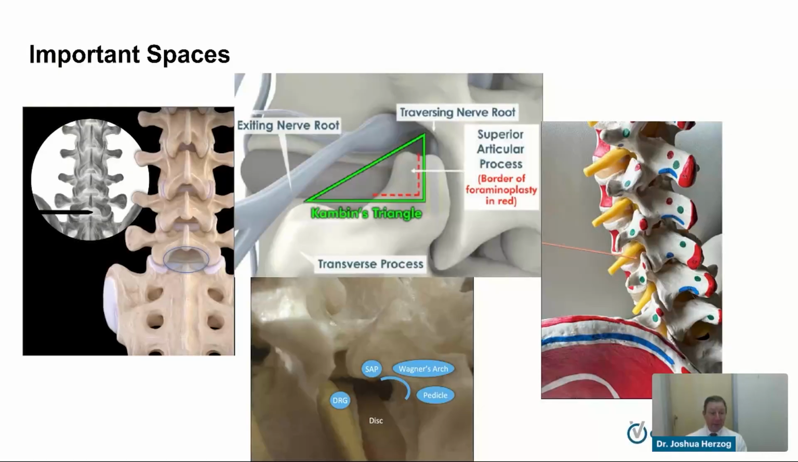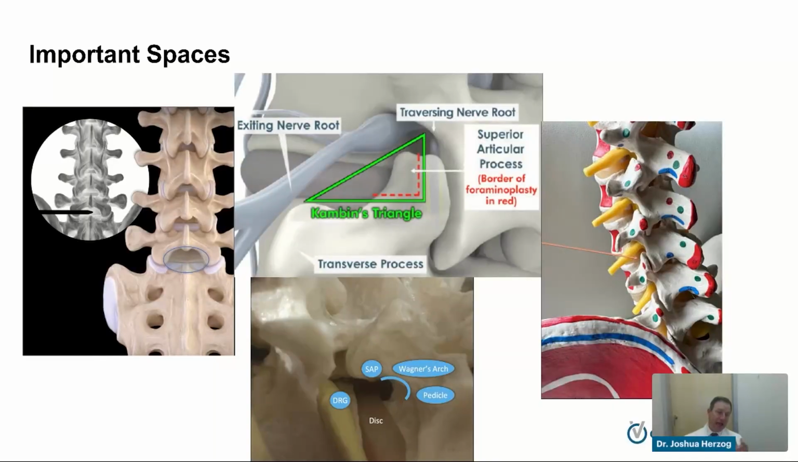So this camera, or this tube, if you will, needs to access the neural elements through very specific spaces. On the left side, you can see an x-ray. That's the interlaminar window, is what we call that. And so you're going to be able to gain access through that blue circle into the spinal canal to do some work. And then in the middle picture, we have what's called Kambin's triangle.